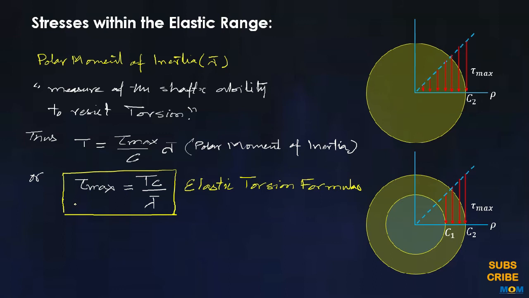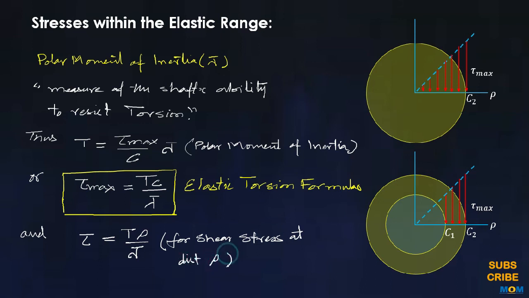And for shear stress at any distance rho, we can write the same expression as tau is equal to T rho upon J. Now this is for the case of shear stress at distance rho.